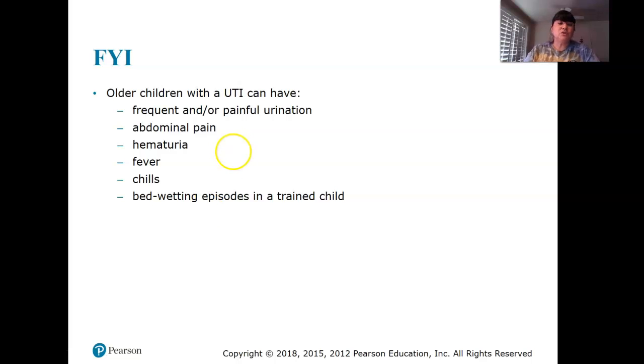Older children: frequent painful urination, abdominal pain, hematuria. That's talking about blood in the urine. Fever, chills, bedwetting.